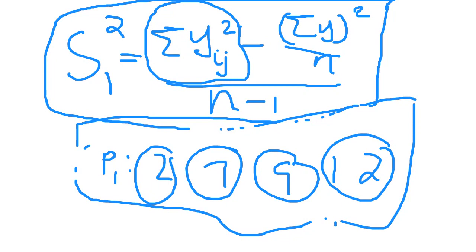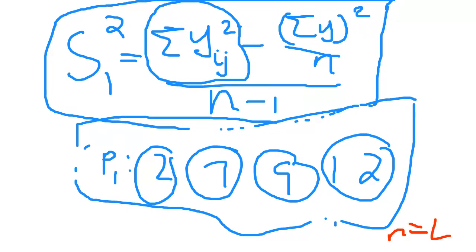Yeah, we square all the values here, minus the summation of y. We sum all the values and square. And divide by n. In this case, n is 4. Yes, and then that's all. The rest is right. n equals 4 in this case.